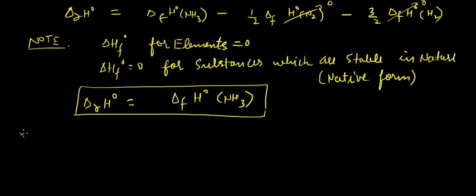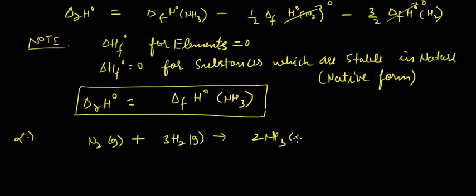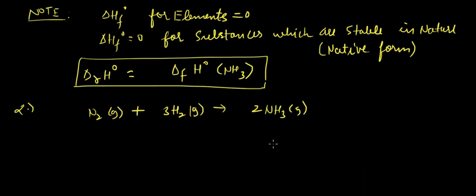Now let us see another example. So we have N2(g), again this is formed in the native state in nature, plus 3 moles of H2(g) converting into 2 moles of NH3(g). Okay, so in here we can write that delta_r H naught would be equal to 2 times delta_f H naught of NH3.